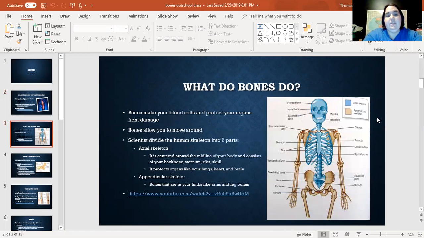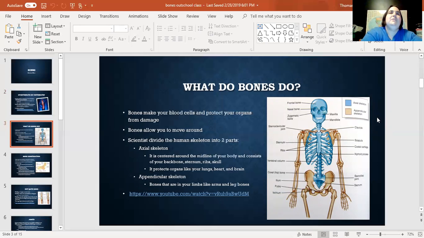What do bones do? We already talked about one thing, that they protect our organs from damage, but another thing is that bones make your blood cells. Think about red blood cells and the circulatory system. Our bones have blood vessels in them that produce that blood in the bone marrow and then take it out into our bloodstream. It also produces things like stem cells as well.